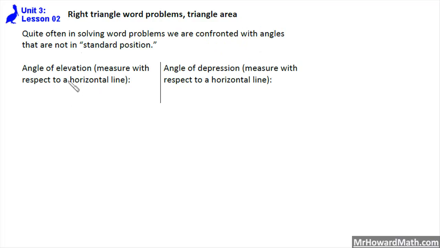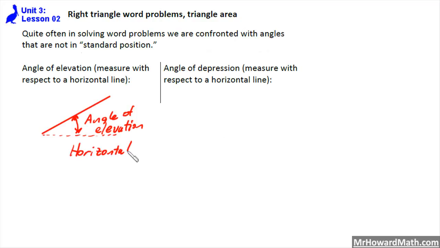So, for example, angle of elevation, that's a measure with respect to a horizontal line. So if we have an angle like this, this would be the angle of elevation right here. So what is that angle between this horizontal and the ending side right here? So that would be an angle of elevation.